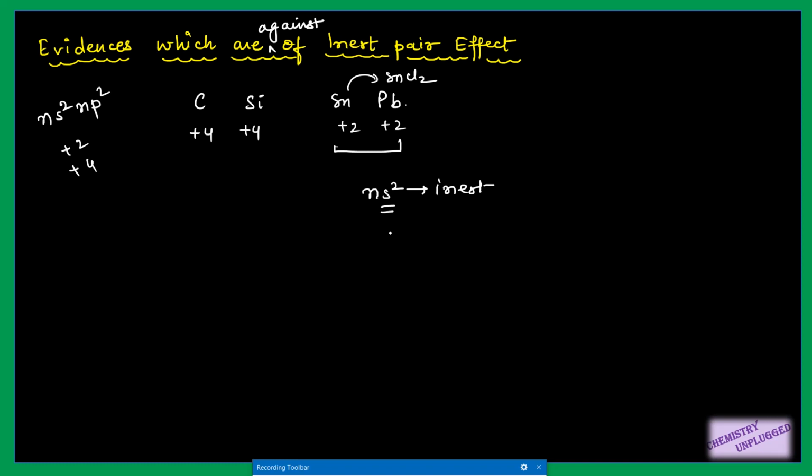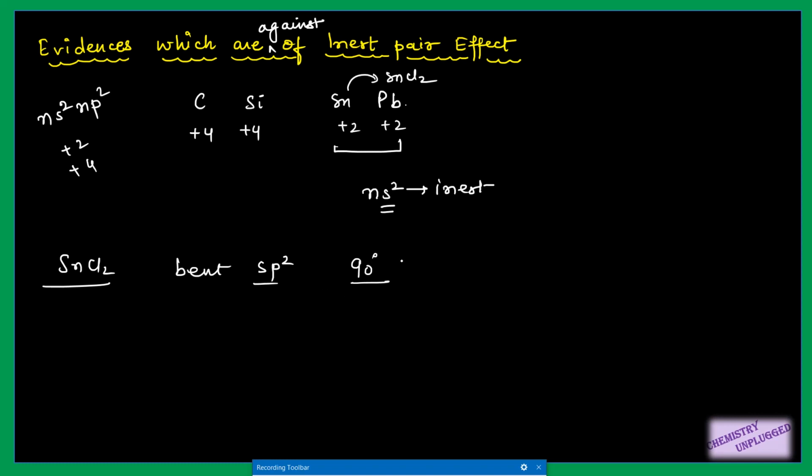But if you want to explain it by some logic, it fails. For example, let us take SnCl2. The structure of SnCl2 is bent. It has sp2 hybridization. It means its s orbital is participating in the bonding. If its s orbital were not participating in the bonding, then it should have a 90-degree bond angle.